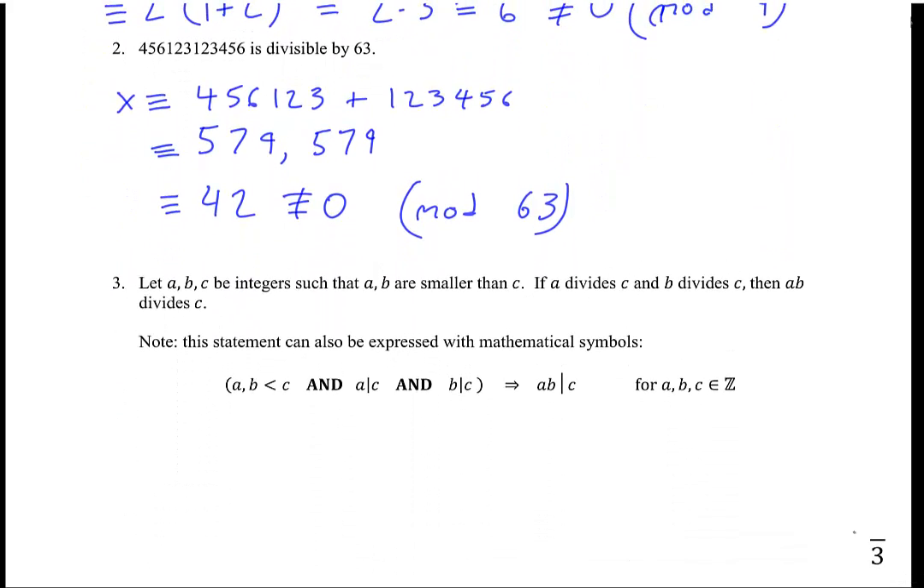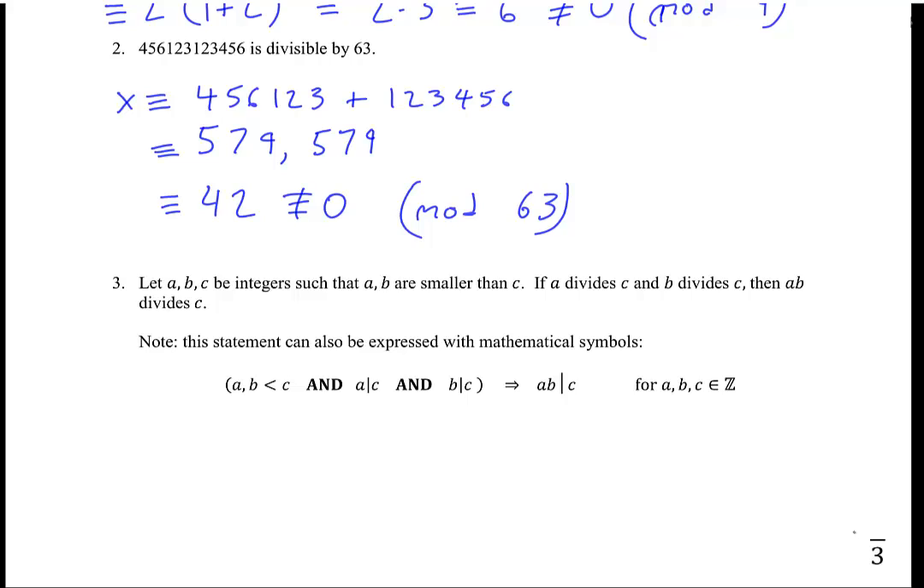Okay, in this problem we're supposed to let a, b, c be integers. A, b are both smaller than c. A divides c, or is a factor of c. B is a factor of c. Is that enough information to conclude that AB is also a factor of c?